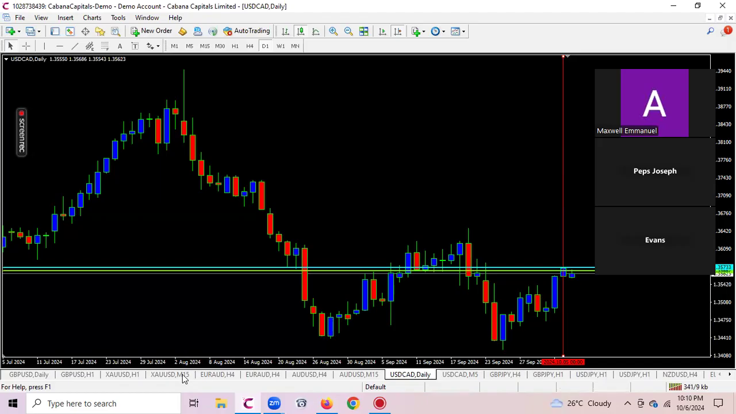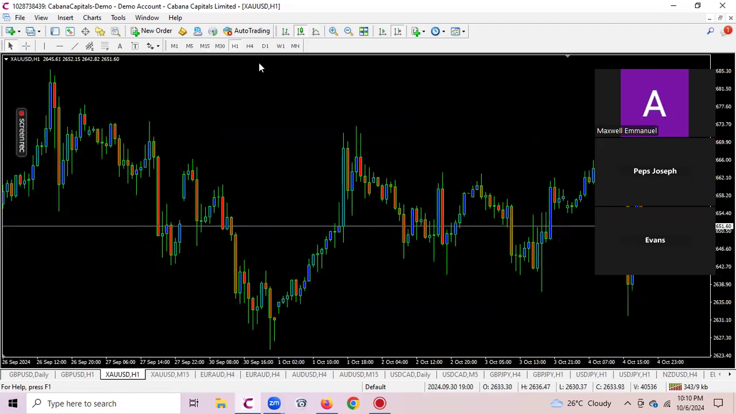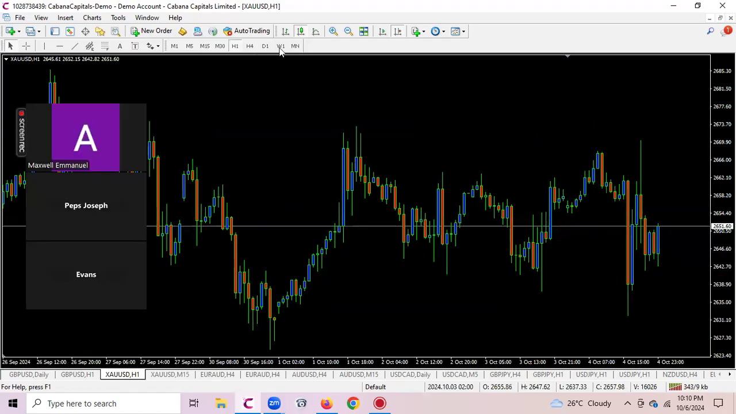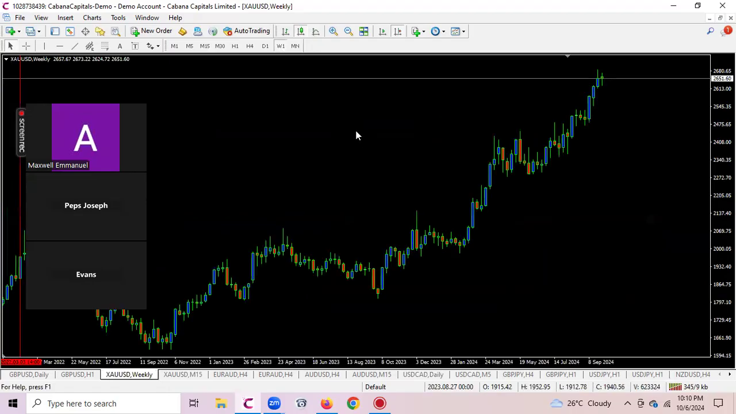What are my expectations on gold this week? As you know, we always start with the weekly time frame. We need to know the trend for the week, and that is why we start with the weekly candle. We need to know the direction for the week before going down to the lower time frames.